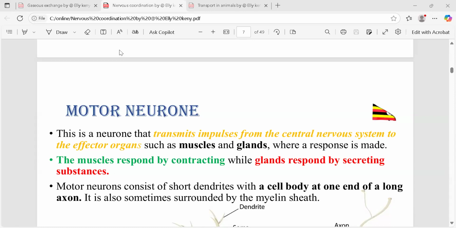The sensory neuron picks information from the sense organ and brings it to the central nervous system. The central nervous system plays the role of interpreting the information and also storing it. And then after interpreting the information successfully, it sends the information through the motor neuron to either the muscles or the glands that shall secrete the best solution for that challenge, and then you act accordingly.